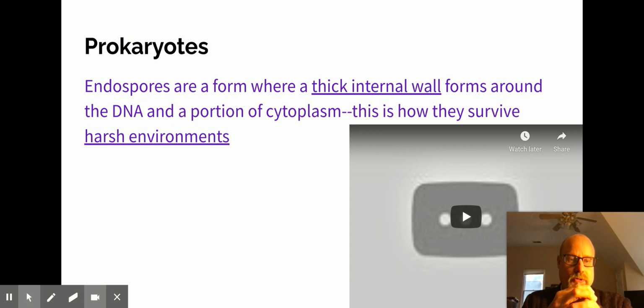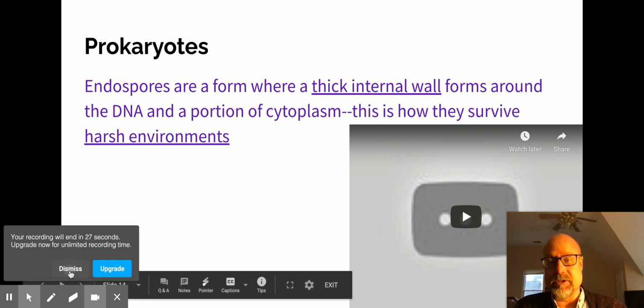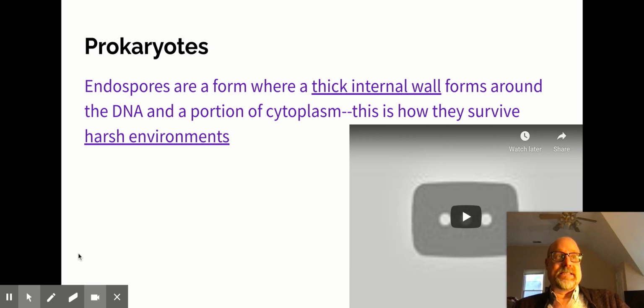The thick internal wall sits there, and they are preserved in this harsh environment, whether it's too dry, too cold, too hot, whatever it may be. Basically, it's like the bacteria equivalent of a seed that is able to stand up to all the difficulties around it and preserve its existence until conditions become hospitable again.